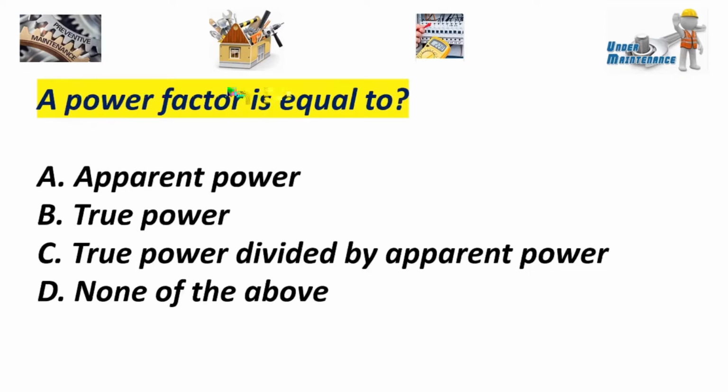A power factor is equal to A. Apparent power. B. True power. C. True power divided by apparent power. D. None of the above. Answer C. True power divided by apparent power.